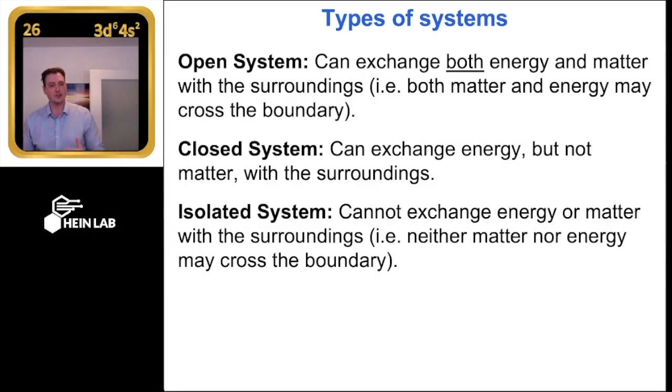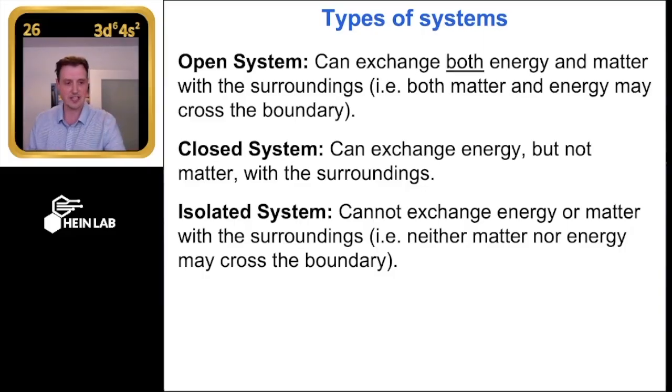What we can do to help simplify is to break down the systems into a couple of different categories. We have what are called open systems, closed systems, and isolated systems, and we have a specific definition for each of these three. The open system is the most complicated. In an open system, both energy and matter can cross the boundary.